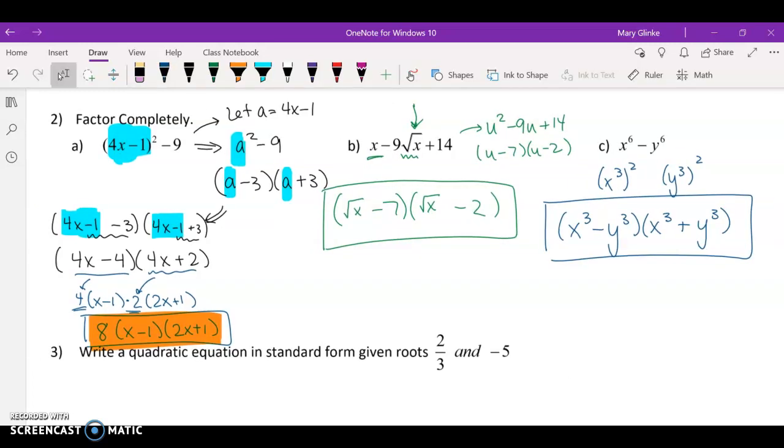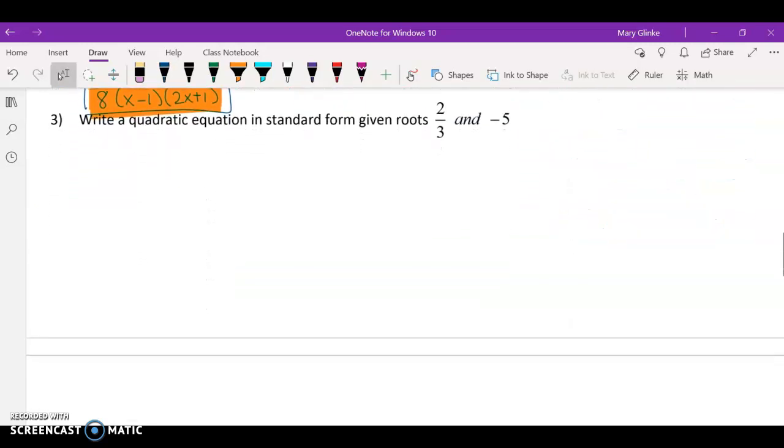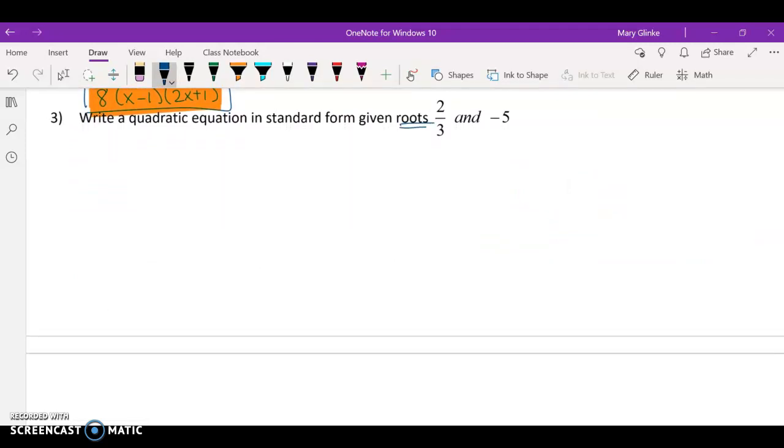So those are some extensions. Now what we're going to do is work backwards. So we have the roots, or the zeros, or the solutions of x equals 2/3 and x equals negative 5. We want to write the equation in standard form. So we want to take these and work backwards and say, well, if these were my answers, what would the factors have been?